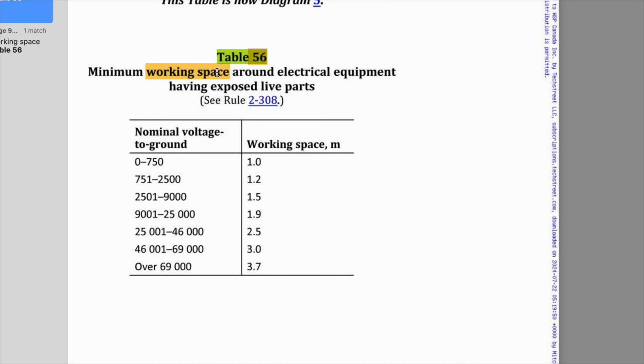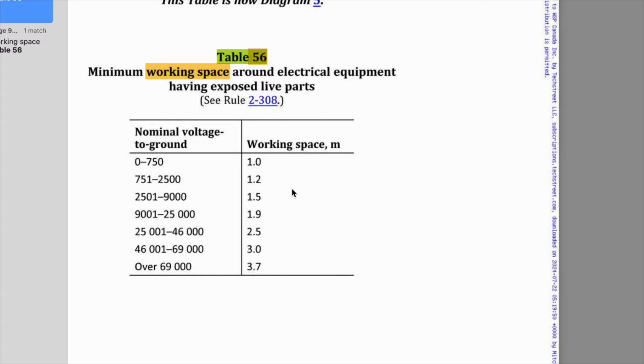Table 56, working space. I have another video, in fact 2 or 3 videos, where I talk about general things in this book. First of all, you need to memorize, but not everything. You need to memorize the sections, the number of the sections and the title of the sections. And also you need to memorize the titles and numbers of the tables. You need to know which table talks about working space, Table 56. And then when you read the question, you can quickly come to Table 56 and find it.